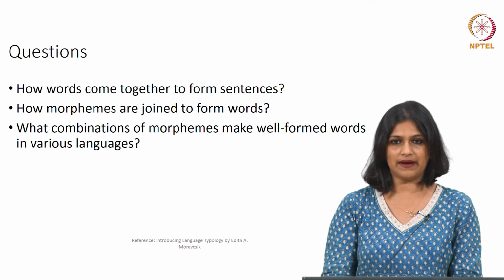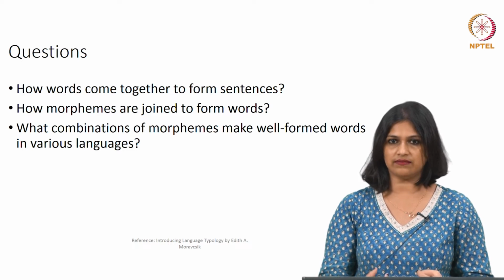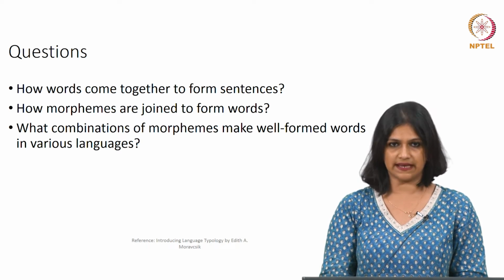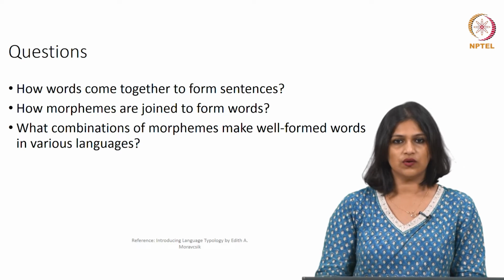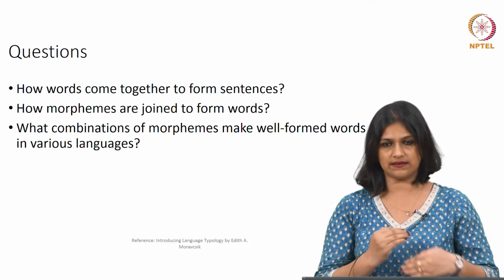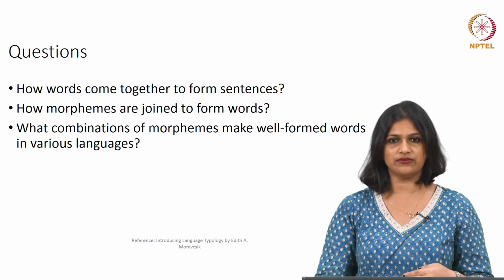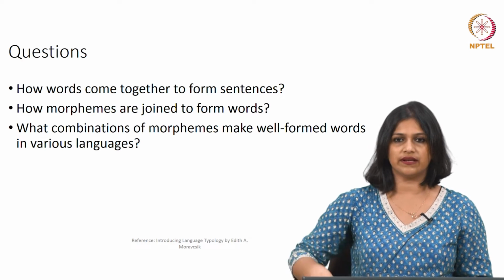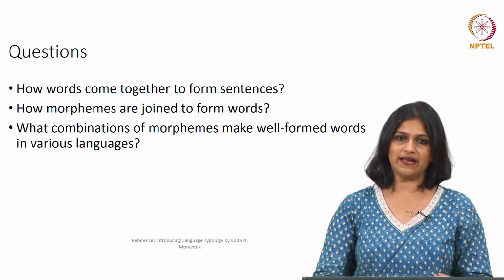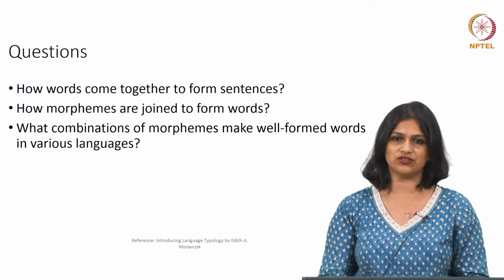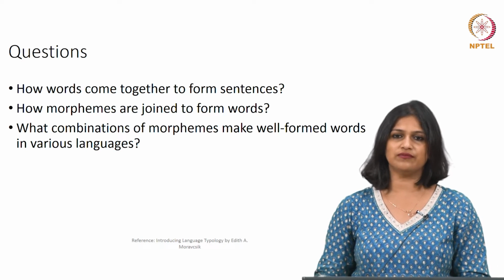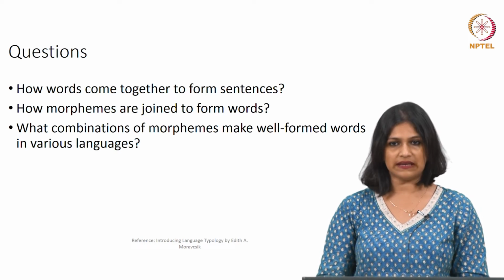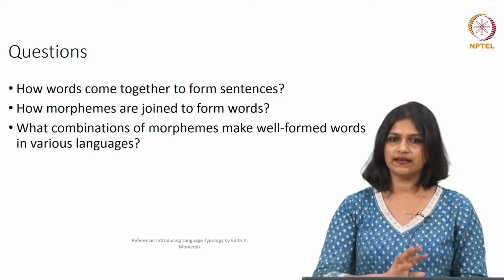As a part of this, the second question, which is the most important one to address in this section: let's go step by step. First, we are trying to understand how the words are to be arranged in a sentence, but before that we have to find out how the morphemes are arranged to frame words. Then we have to find out which combination of morphemes are able to make well-formed words in different languages.